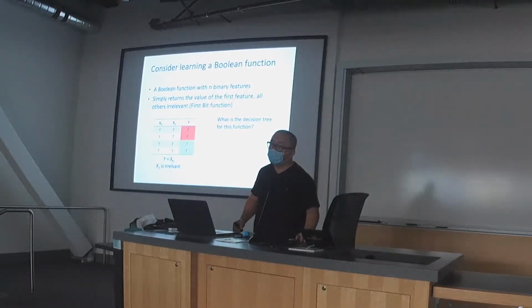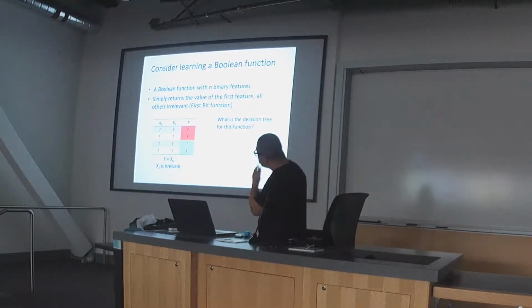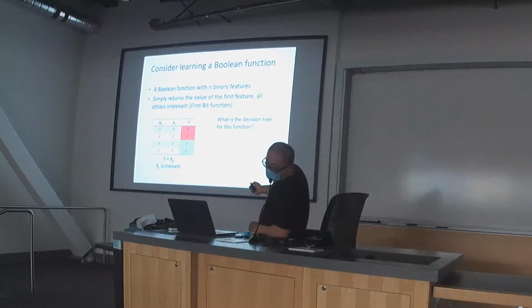Now let us assume our ground truth Boolean function is only determined by the very first feature. This ground truth is also called the first-bit function. Suppose you have only 2 features, n equals 2. Here we list all possible instances and the labels. You can see that the output is only determined by the first attribute.